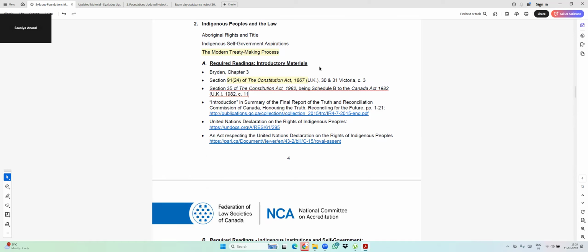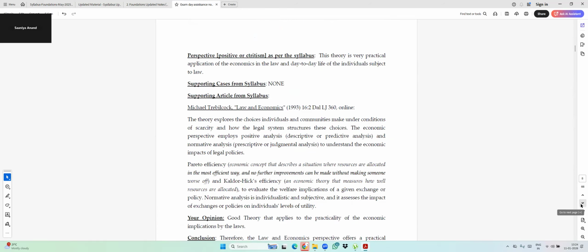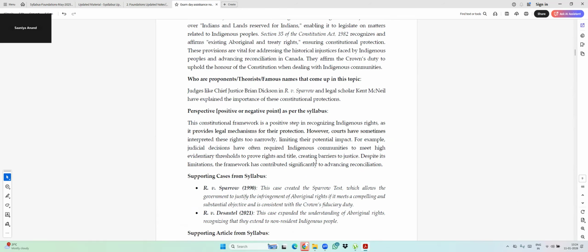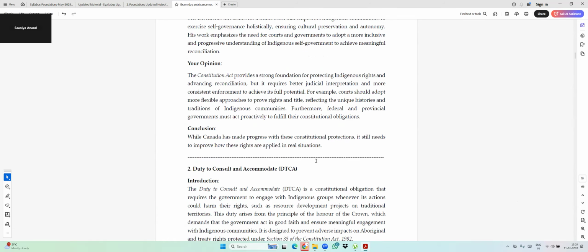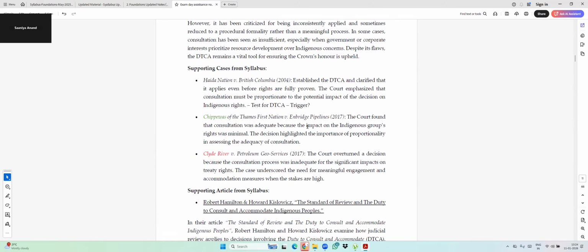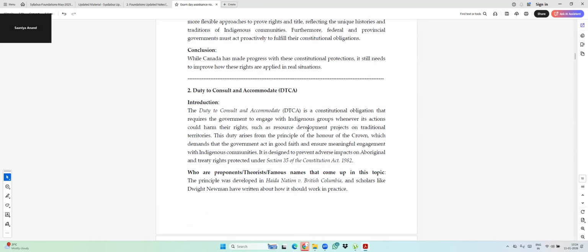The importance of Section 35 they might ask. Let me show you. Section 35 is basically the duty to consult and accommodate. They might directly ask a question about Section 35, or they might describe a situation where the duty to consult and accommodate, or either one of them, was not given to the indigenous community when somebody or some institution was trying to take away their rights, title, or treaty rights.